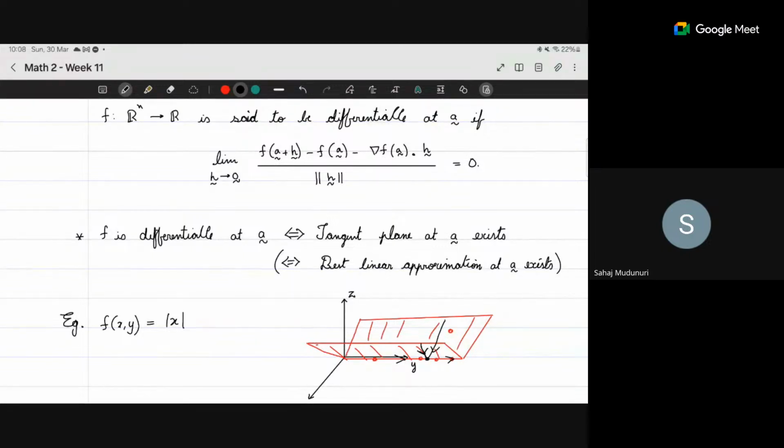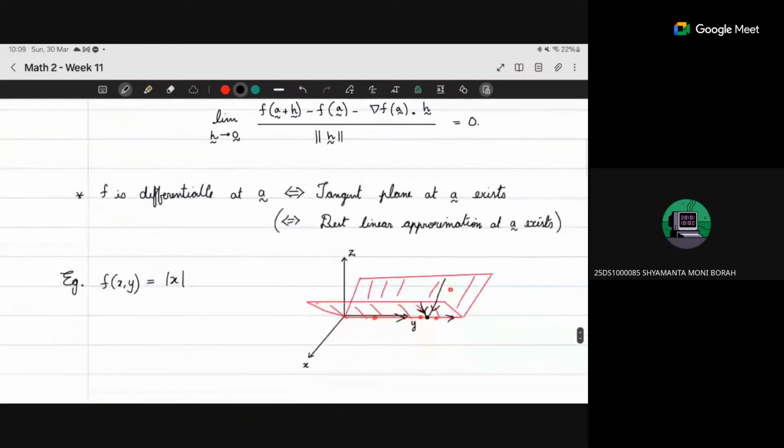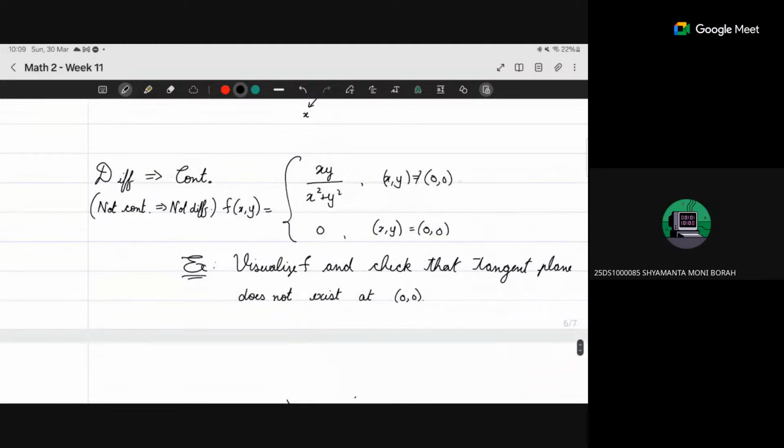To say that it does not exist is easy. You can take a particular sequence, a smart choice of two lines. If they give different values, you can say continuity is failing or the limit does not exist. For example, if you take y is equal to x and y is equal to minus x, in that question that I was saying earlier, you'll get different answers. So the limit at 0, 0 does not exist.